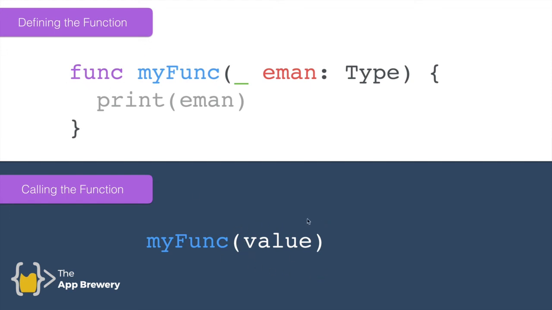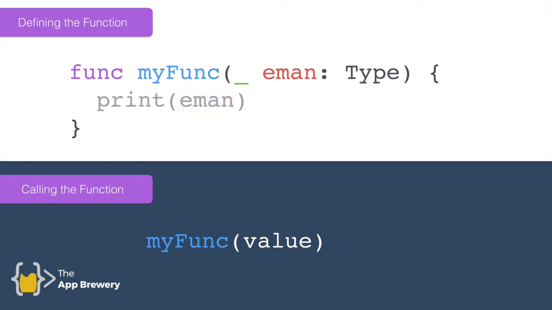And instead, all we had to do is just pass in the value that we want to use as the input. So in this case, we still have an internal parameter name, which we can use to refer to the value within the function, but when we call the method, we no longer have an external parameter name.